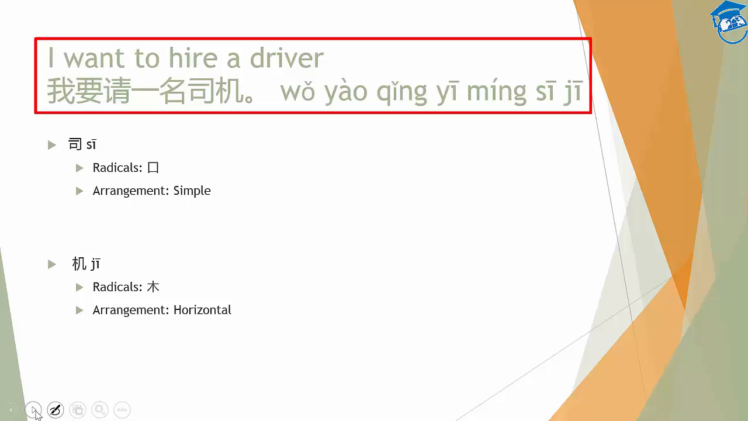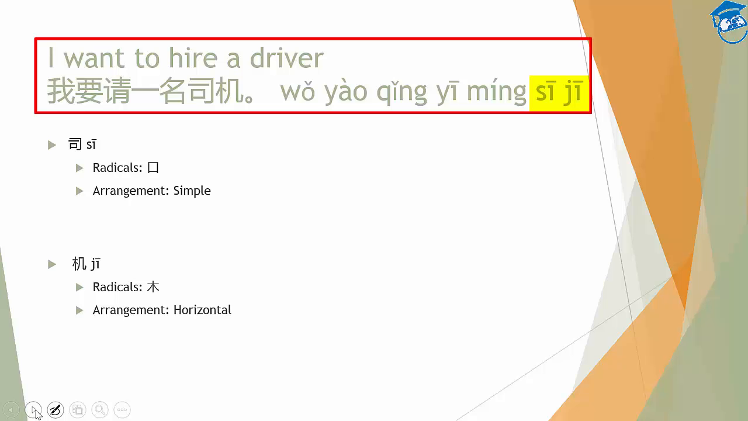Okay, next one is I want to hire a driver. 我要请一名司机. There are only two new words here, which is driver. So in Mandarin, it is 司机. Okay, and hire is 请. Okay, you have learned this word before, which is used as please. Okay, but in this context, it means hire.